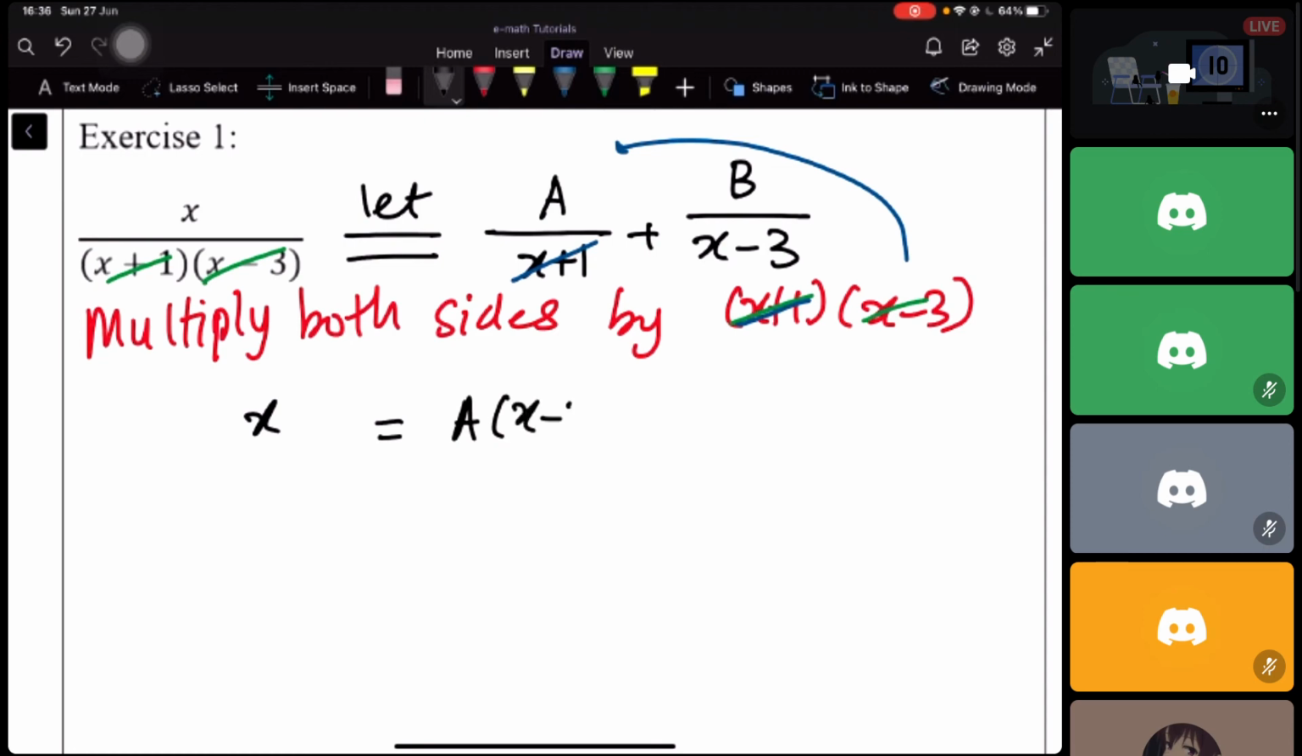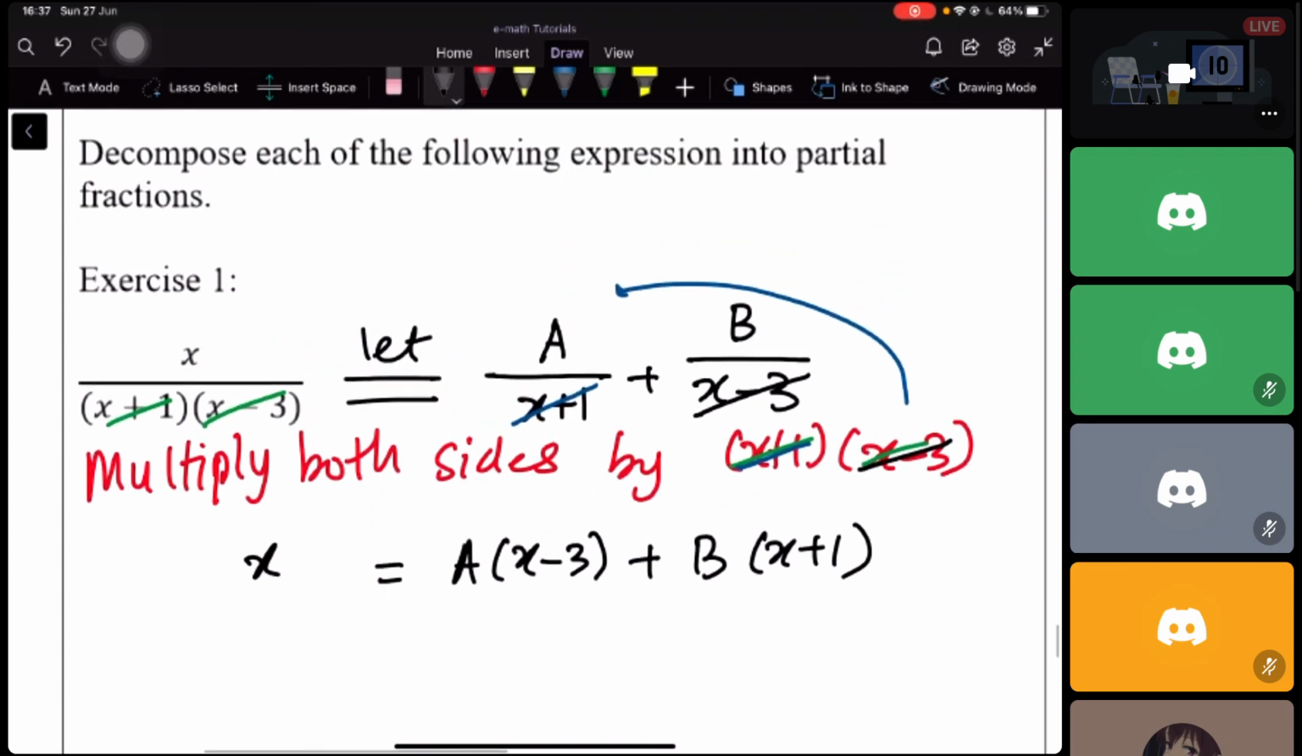A times x minus 3 plus B times... I run out of colors already. You cancel out this x minus 3 with this x minus 3, so it is B times x plus 1. Okay? And now we need to solve for big A and big B, right? And we actually have 2 methods of doing this, the first one being the cover-up method.